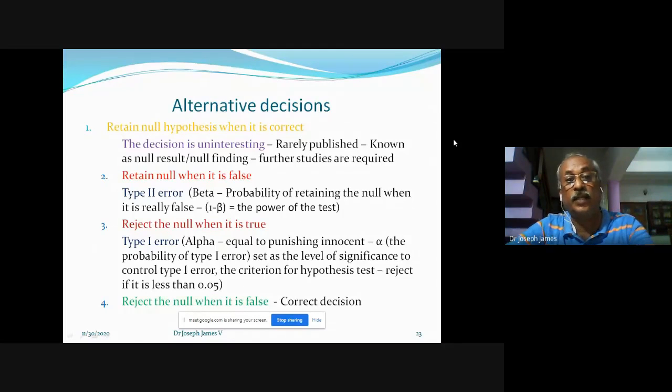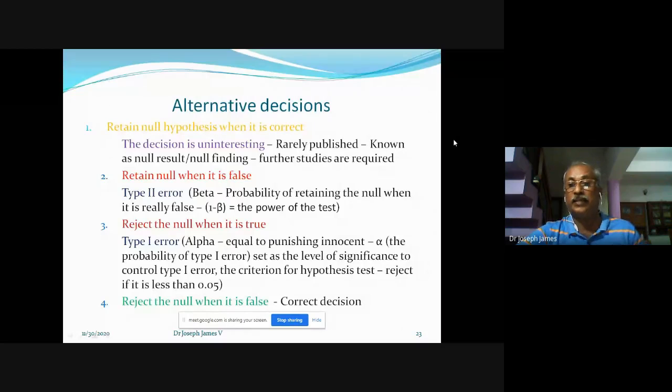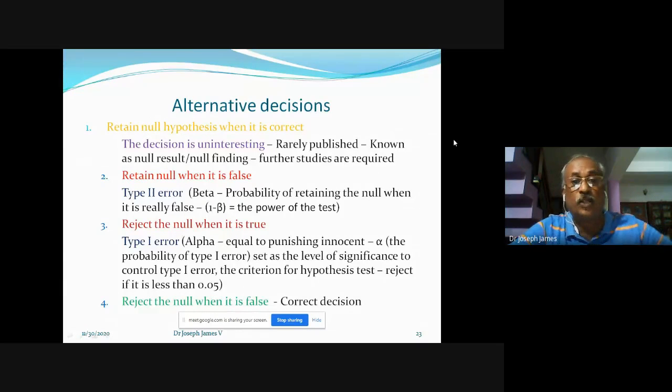In the second case the innocent is punished. Which one is more serious? Definitely type 1 error is more serious with respect to hypothesis testing. And that is why alpha is considered as the probability equivalent to punishing the innocent, or the probability of occurrence of type 1 error, is denoted by alpha. And this is set as the level of significance to control type 1 error.